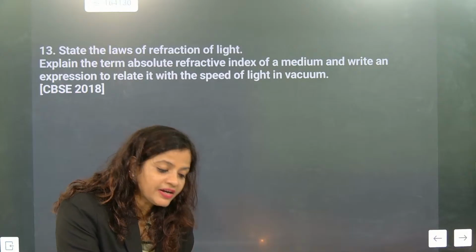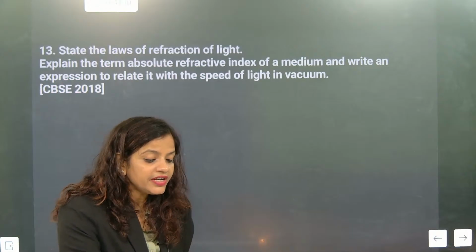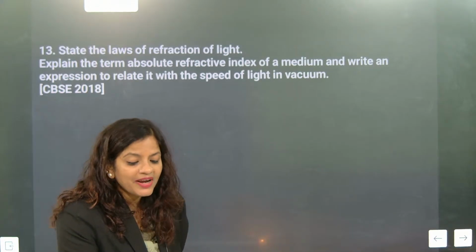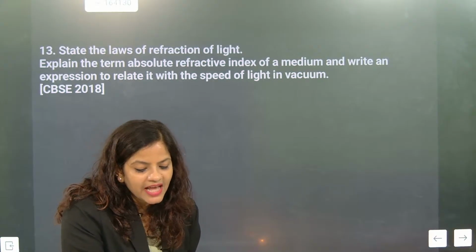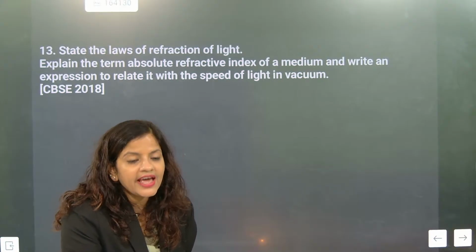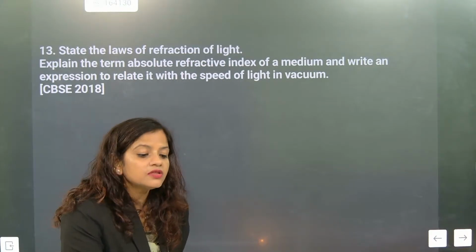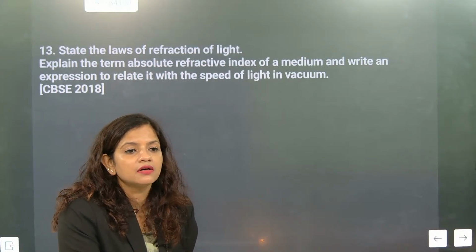Whenever you write refractive index, you write the refractive index of the second medium with respect to the first medium. Correct only. So when you are writing sin i by sin r, Snell's law, definitely you have to write that now.